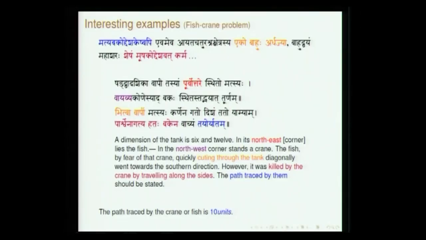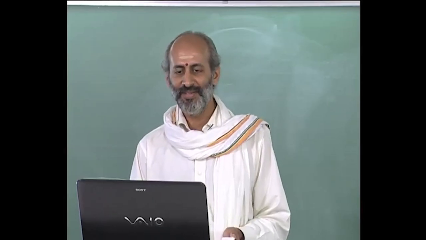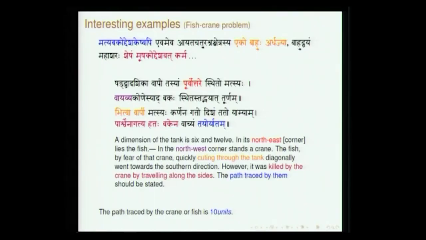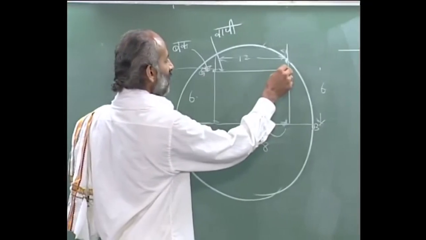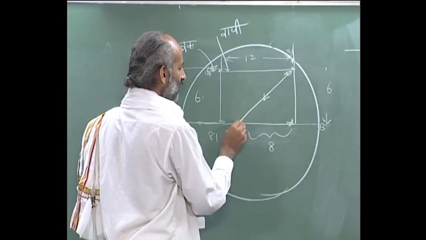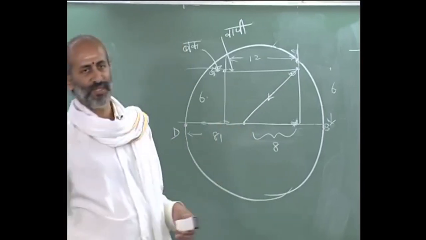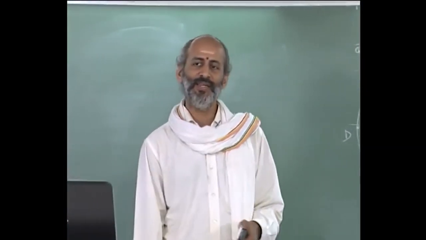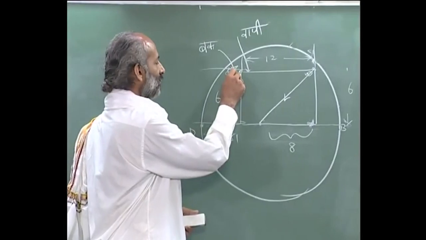So he says Bhitva Vapim Matsya. Bhitva means cutting across. So, Vapim Bhitva Matsya Karnena Gato Disham Tato Yamyam. Yamyam Disham is the southern direction. Okay, so this is north. What he says is that this fish cut across this Vapi and then tried to come to the southern side. By that time this Baka also walked.